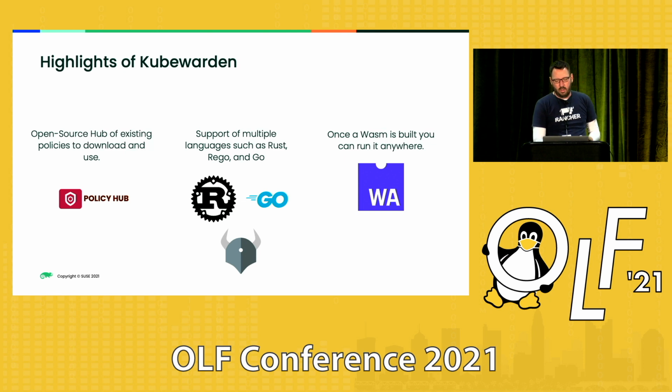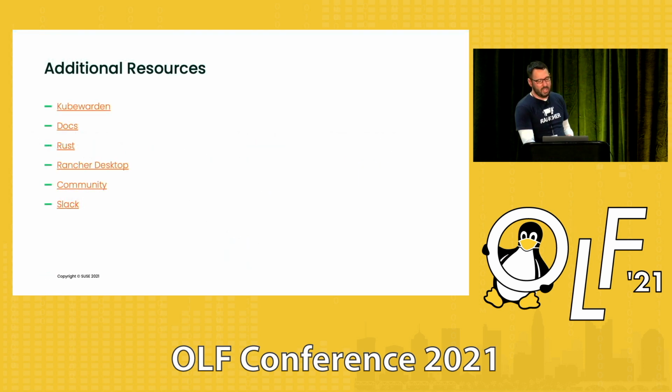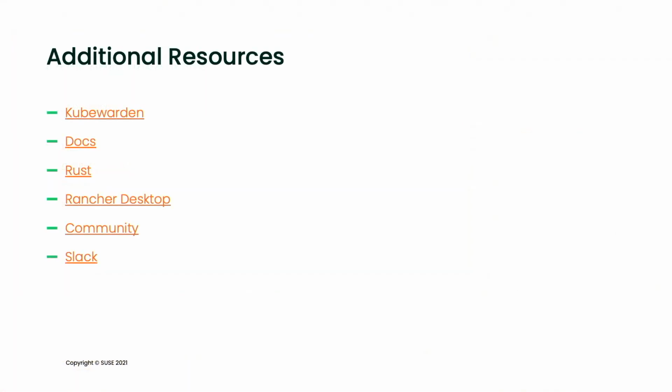Now, one last slide, and I will let you guys go. Additional resources: this is a PDF, and if you go to my GitHub page where I put all this, you can download it. I have documentation links for the docs, Kubewarden, Rust, and Rancher Desktop, which is just an easy, instant Kubernetes on your desktop. It runs on Linux, as you saw right then and there. It runs on Mac and Windows too. I said Windows, so no one get upset, please. I know we're at a Linux conference.